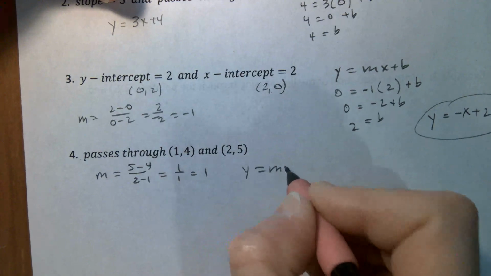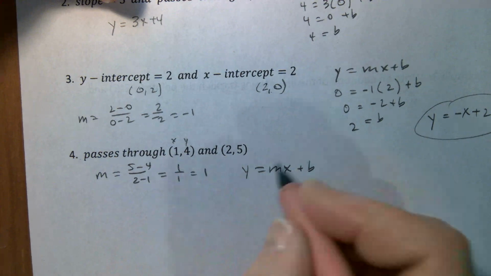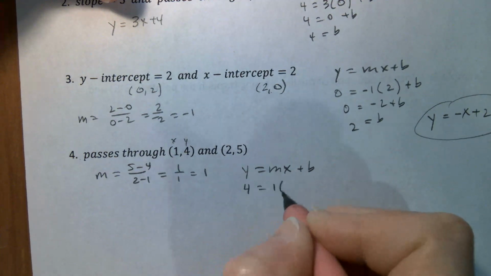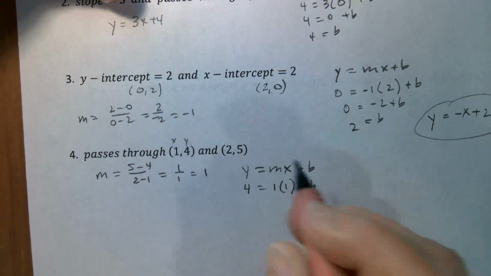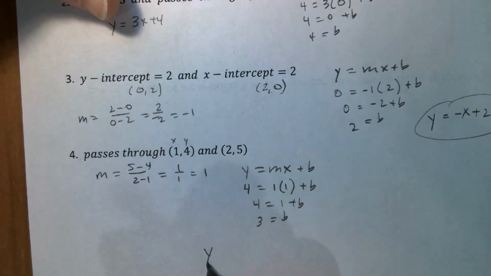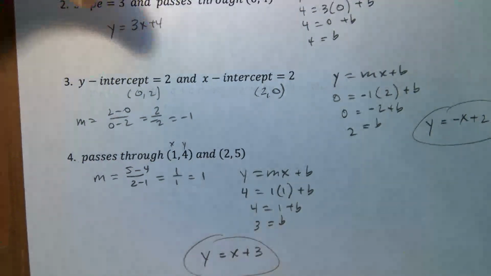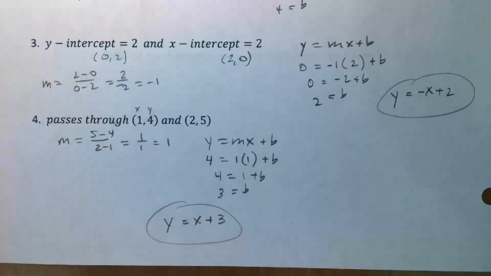So y equals mx plus b, and I can choose anything. So I'll use this one. There's my x, there's my y. So 4 equals 1 times 1 plus b. 4 equals 1 plus b, so b is equal to 3. So I have y equals, my slope we said was 1, so I'm just going to put x plus 3. So there's my equation in slope-intercept form.